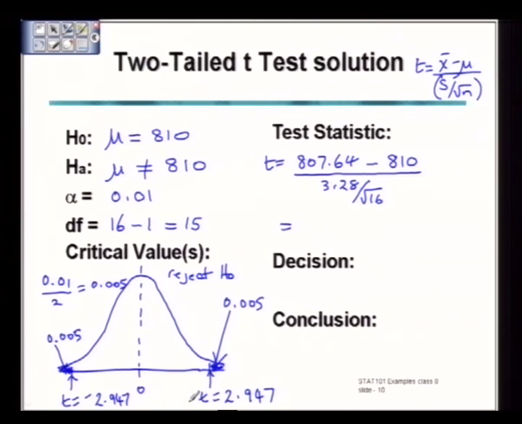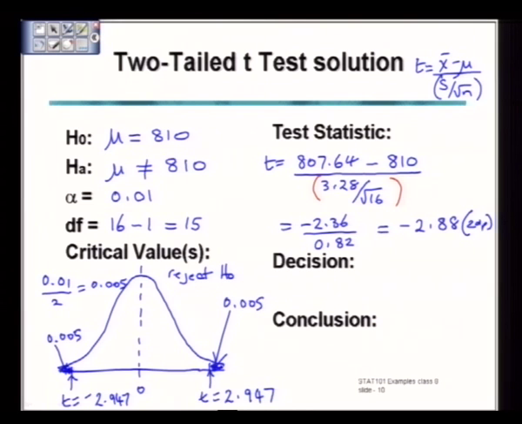So what do we get when we do 807.64, take away 810? Work out the top line first, that's minus 2.36. And working out the denominator, 3.28 divided by, now the square root of 16 is 4, so 3.28 divided by 4, that's a bit less than 1. It's actually 0.82 to 2 decimal places. And so our calculated value, when we divide the top line by the bottom line, is minus 2.88. That's a 2 decimal place figure.